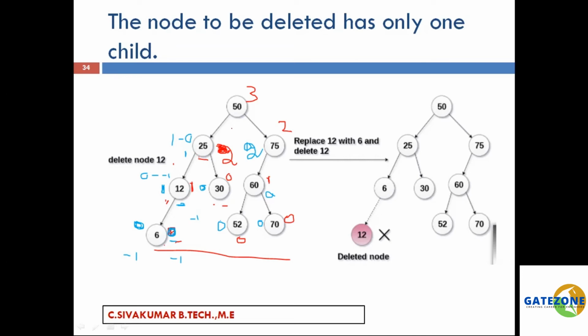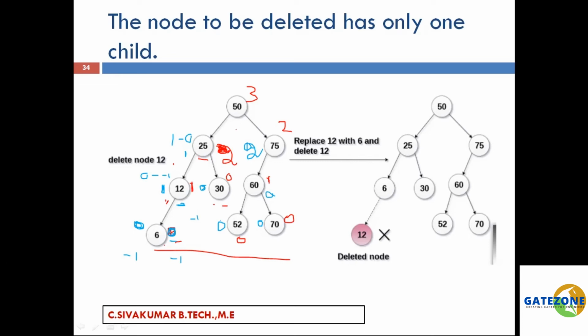Is it correct? -1, sir. Is it correct? I'm asking. Sorry, 2 minus 1, so 1, sir. Which one do you have to subtract? Heights, not balance factors. Height of left subtree minus height of right subtree.